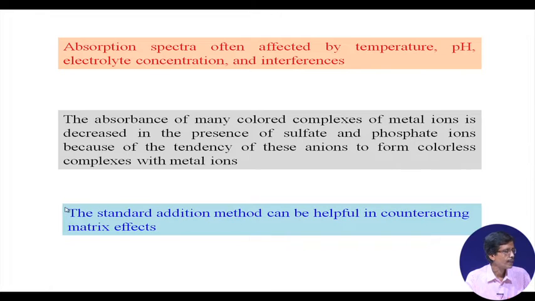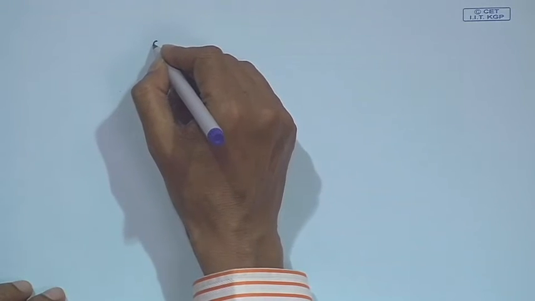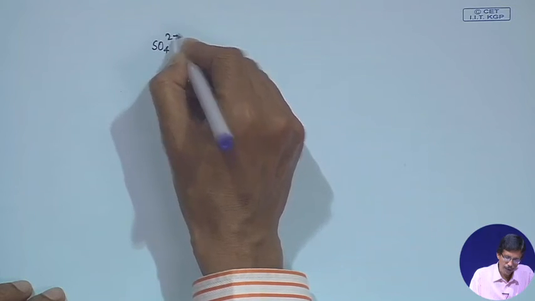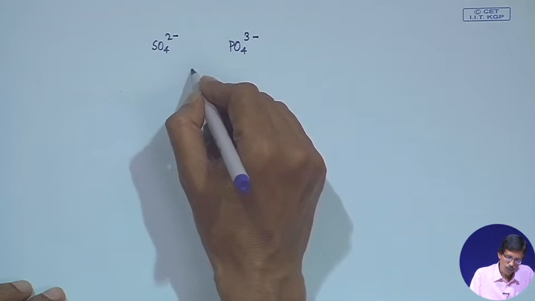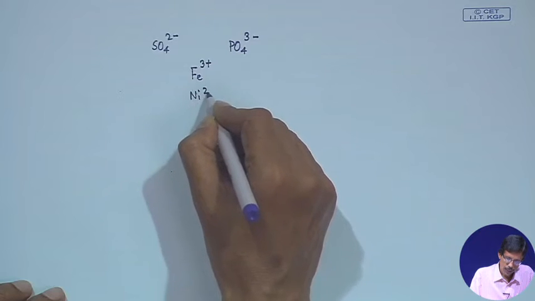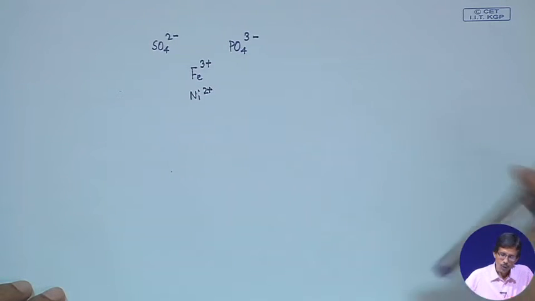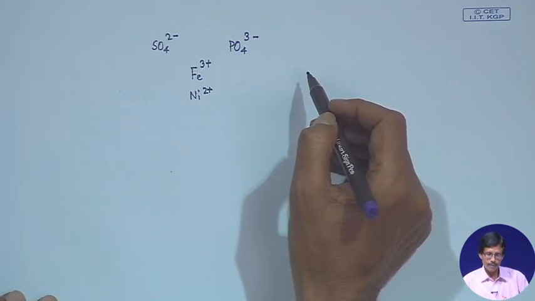And we will find that a particular technique, the standard addition method, can be helpful in counteracting the matrix effect. So, if we consider the interference from the sulphate anion and the phosphate anion, and we are looking for the determination of, say, ferric ion or nickel ion, this concentration will be directly proportional to the corresponding measured absorbance.